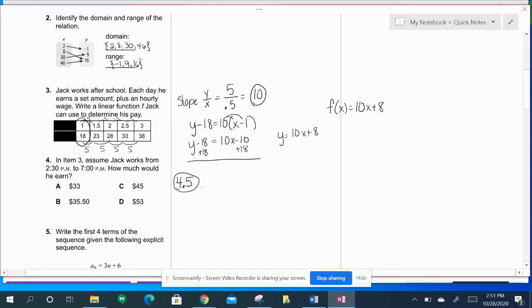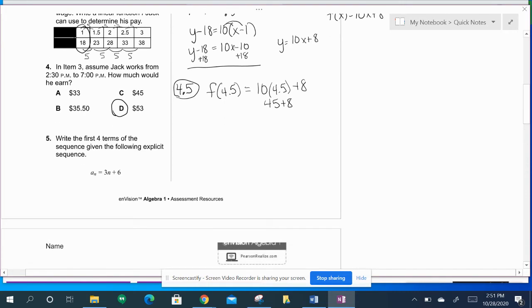So if it's 4.5 hours, all I'm going to do is plug that into this equation or find f of 4.5, which means I'm going to take 10 times 4.5 plus 8. 10 times 4.5 is 45. And 45 plus 8 is $53.